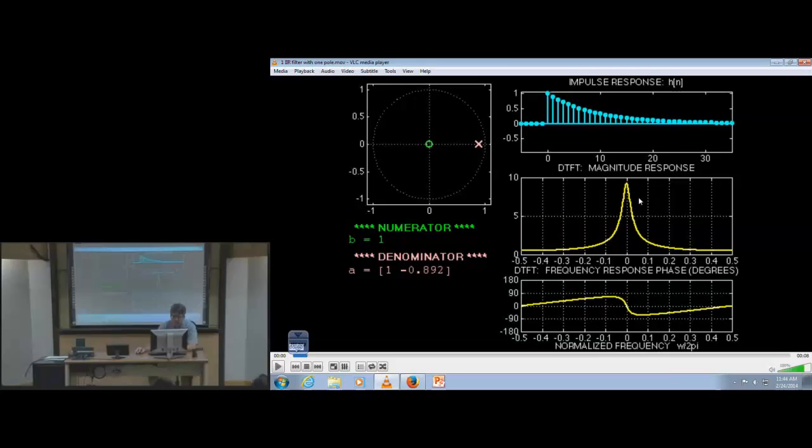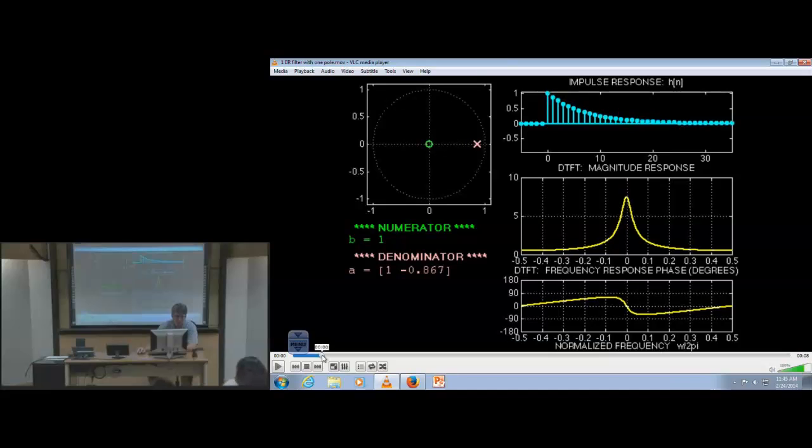And this is the phase, for what it's worth. Right now this is a pole near the DC, or omega equals 0 frequency. It means I'm going to get a peak at omega equals 0, which is true. And as I go away from omega equals 0, the distance to the pole gets bigger and bigger. That is to say, the magnitude response gets smaller and smaller.